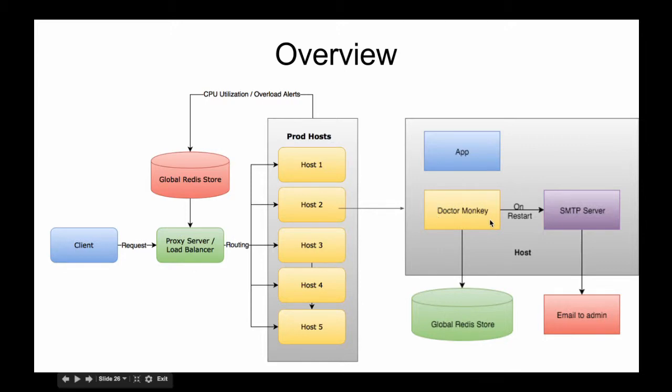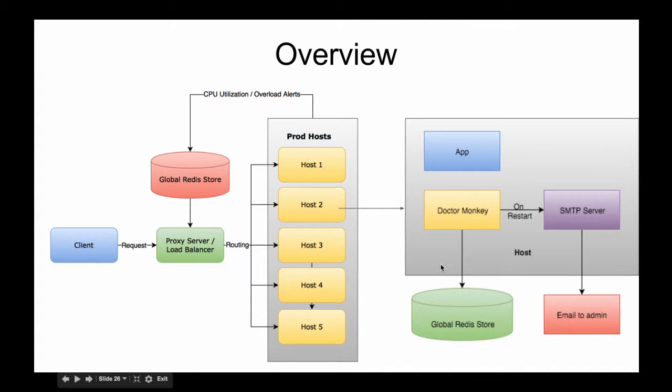The Dr. Monkey checks for the CPU utilization at fixed intervals of time. Also, in each monitoring cycle, the Dr. Monkey updates the global Redis store with CPU utilization corresponding to its host. This value is used by the proxy server to route the request to the host with least CPU utilization.